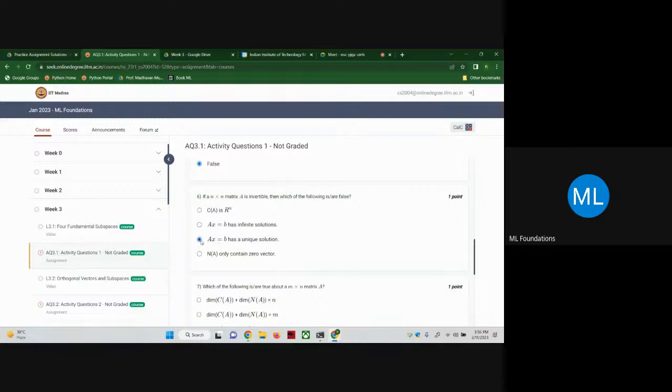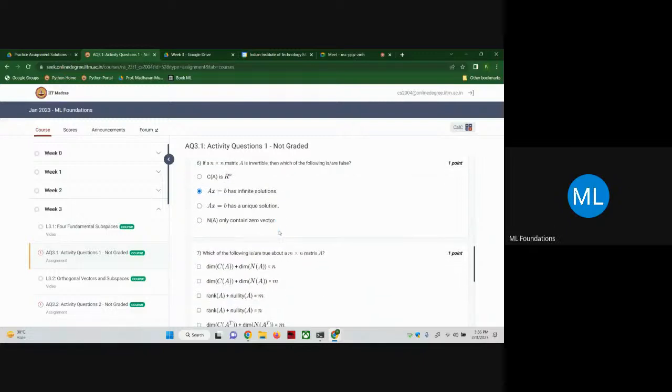Actually, is that false? They're asking for false, sir. Okay. Ax equals B has infinite solutions, that is false. Ax equals B will have a unique solution. No matter what the B is, it will have a unique solution. This is also another way of saying we can represent any vector, any vector will belong to the column space of A if A is invertible. This is another way of saying it has a unique solution, right? So basically, any vector can be represented in the column space of A.